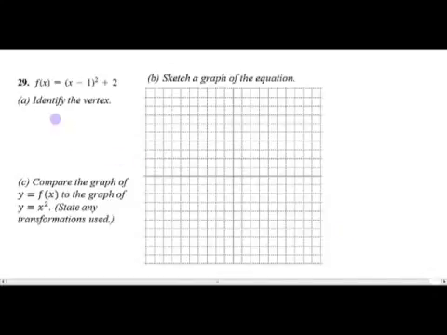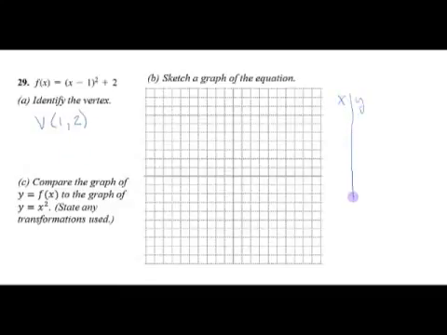Looking at this graph, first identify the vertex. The vertex is going to be the number that we put in here to make this squared quantity 0. That would be a 1. And the number tacked on to the end, which is a 2. Let's sketch the graph. Let's put a t-table. We'll put the vertex in the middle. And we know that vertex is here. We'll go on either side of that vertex to get some symmetry.